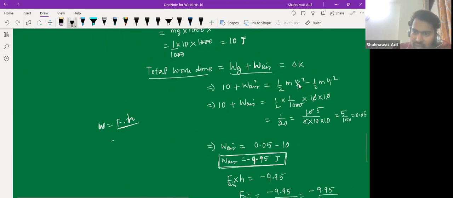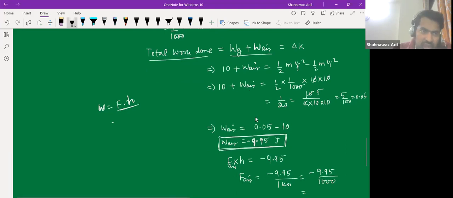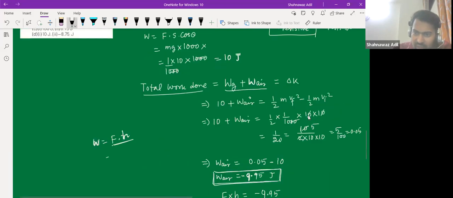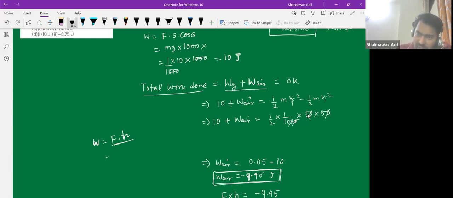So half m v final square, right? So W equals that, we can calculate. Oh, so this is 50 meter per second, right? Not 10 meters. I had taken this final velocity as 10 meter per second, but it is 50. Why didn't you guys correct it here? This is 50 into 50, so two zeros are gone, and then this is 25.